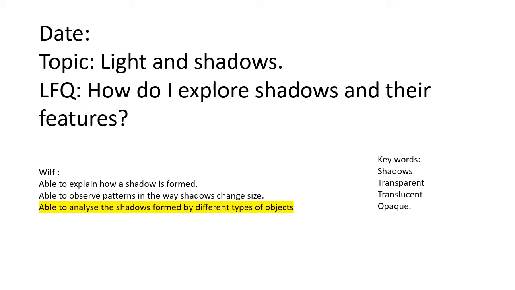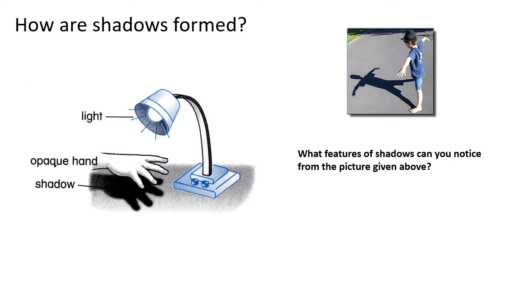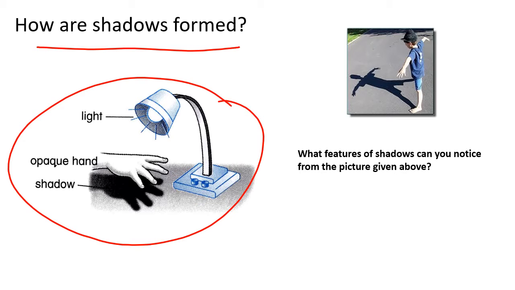In a notebook, write today's date, topic light and shadows, LFQ: how do I explore shadows and their features? How are shadows formed? Look at this picture. It might help you to recall how shadows are formed. Yes. Shadows are formed when an object blocks light.